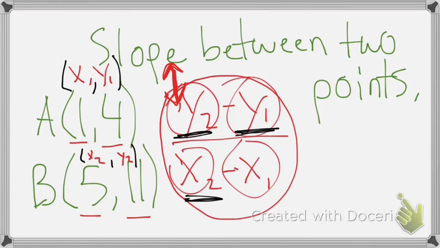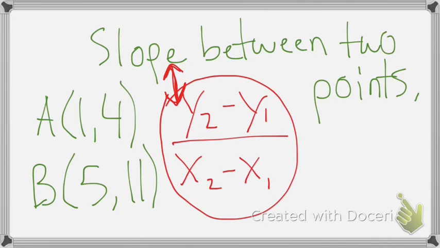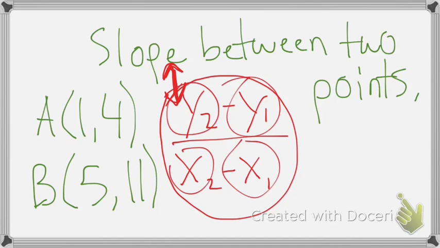Okay, so let me go back here. So we're talking about the slope between 2 points. And these are the points that I gave you. Okay, 1, 4, and 5, 11. Okay, so we talked about the slope formula, y2 minus y1 over x2 minus x1. Okay, and then we got 1, 2, 3, 4 numbers over there. All right, so that's where all those numbers are going to come from.